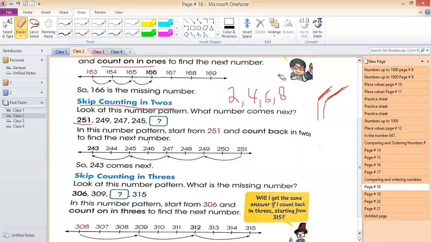So you can use your fingers also. You can open your two fingers and count after 2: 3, 4, then 5, 6, 7, 8, 9, 10, 11, 12, and you can make a pattern of counting in twos. Clear, guys?